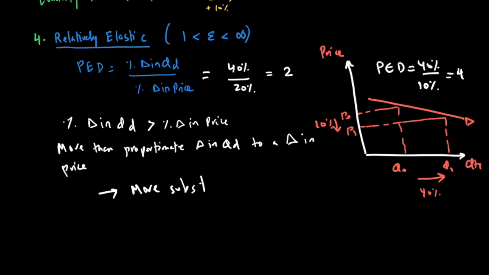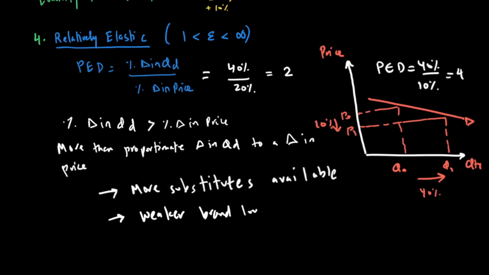So there is a possibility for people to switch very easily. More substitutes are available. There is a weaker sort of brand loyalty, and as a result, people don't find it difficult to switch when the price of a good is going up, making the good more responsive to a change in price.